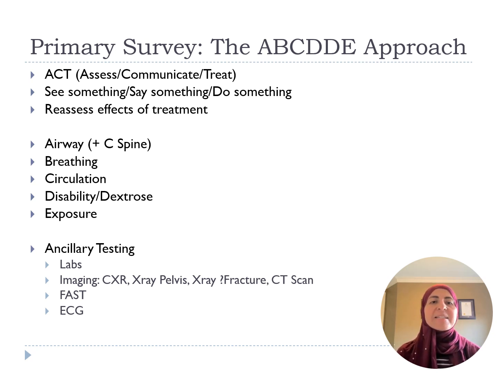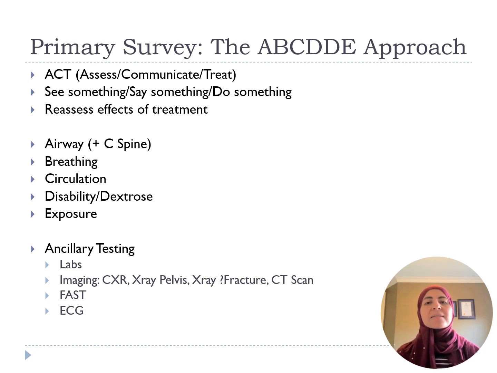In ABCDDE, A stands for airway, and we add C-spine to remind us to consider the need for C-spine immobilization, B for breathing, C for circulation, DD for disability dextrose, and E for exposure.